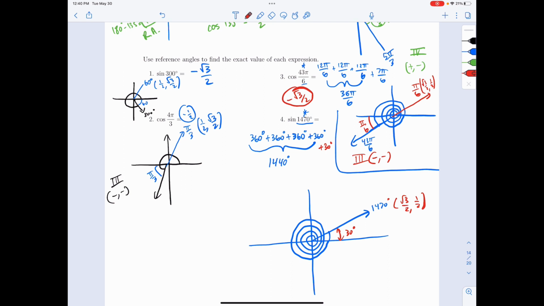Now, when the angle that I'm concerned about, here it's 1470, is in the first quadrant, the coordinates are just the same as what's on the reference angle. So I don't have to do anything with pluses or minuses. Everything's going to be positive. So sine of 1470, that's just the y-coordinate at that angle. So this is 1/2.